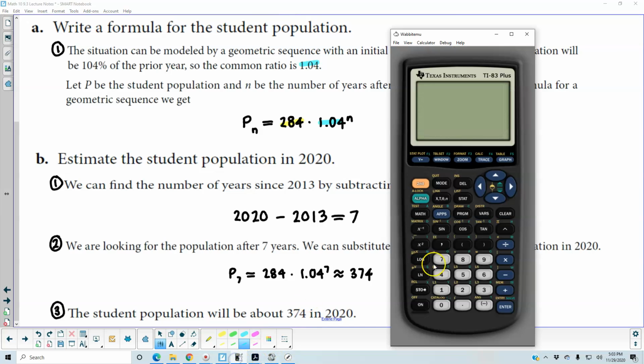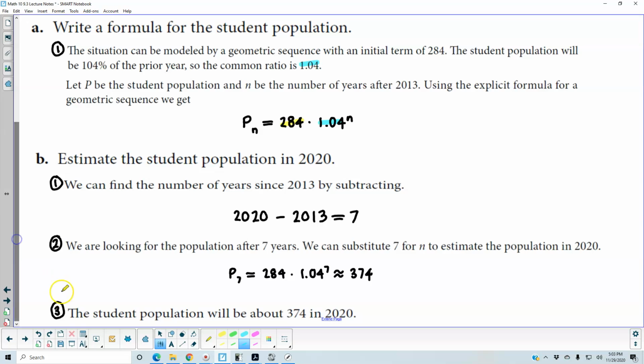On our calculator, we're going to take 1.04 and raise it to the power of 7 first, because of order of operations. Then we're going to take that number and multiply it by 284. That's going to give us approximately, if we round to the nearest whole number, 374. So, in step 3, the student population will be approximately 374 in 2020.